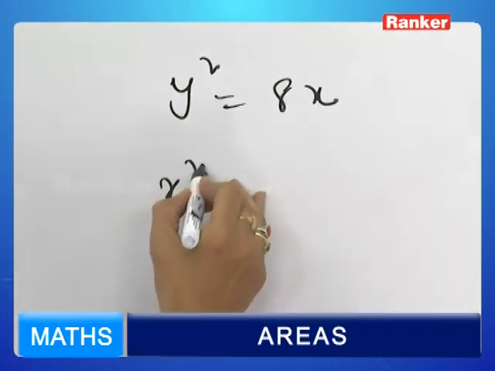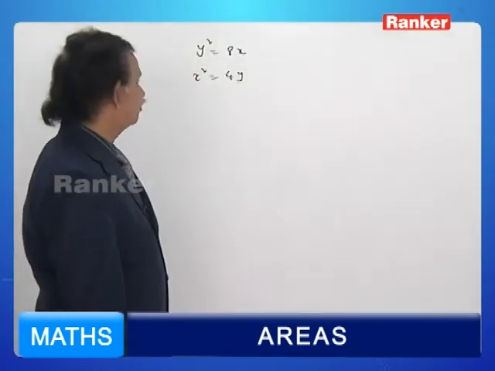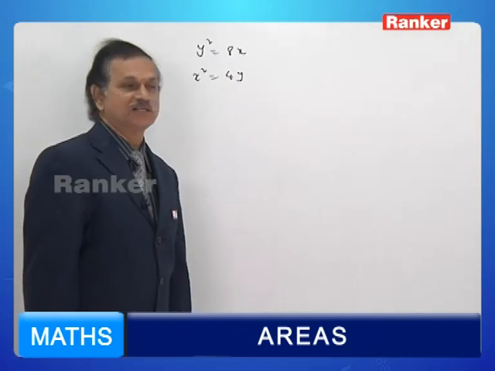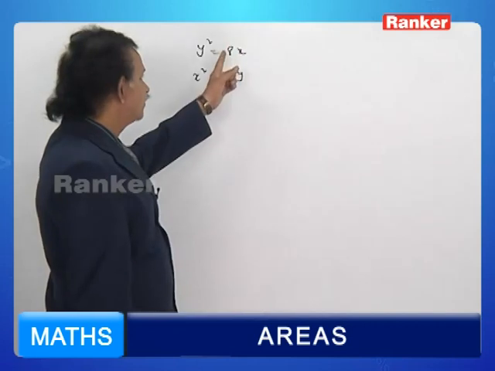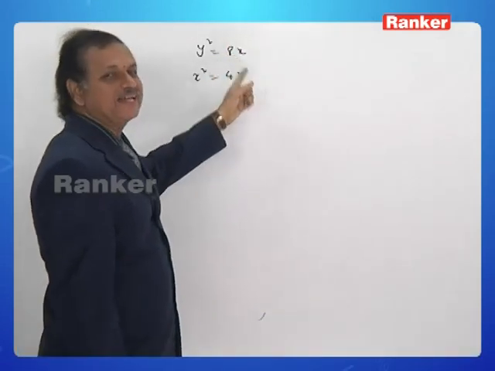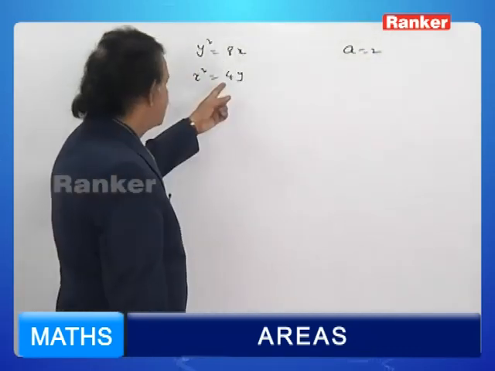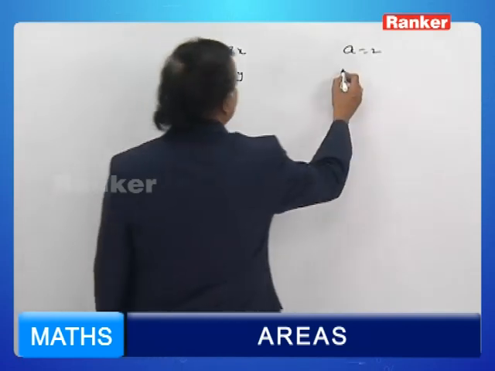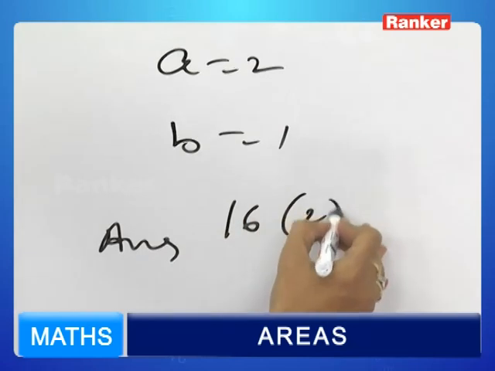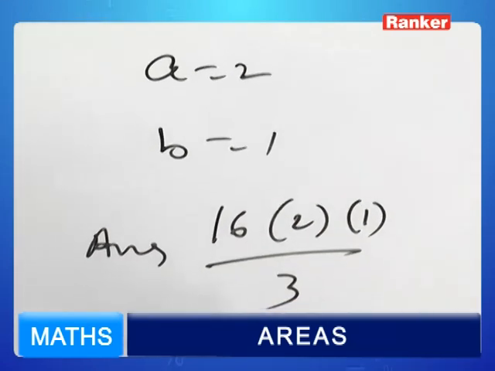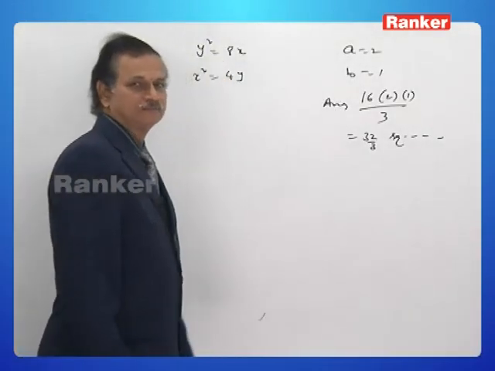What is the area bounded between these two parabolas? The next question before us is this: y square is equal to 8x and x square is equal to 4y. Y square is equal to 4ax, 4a is 8, hence a is equal to 2. 4b is 4, so b is 1. Therefore, the answer is 16ab by 3, that is 32 by 3 square units.